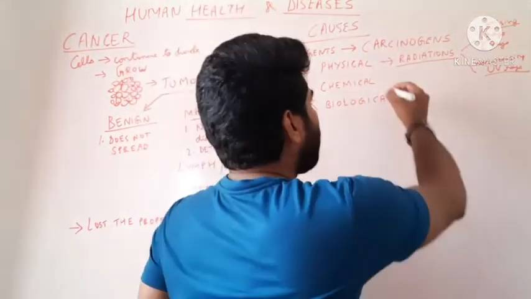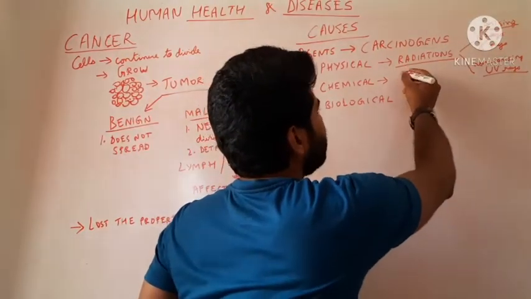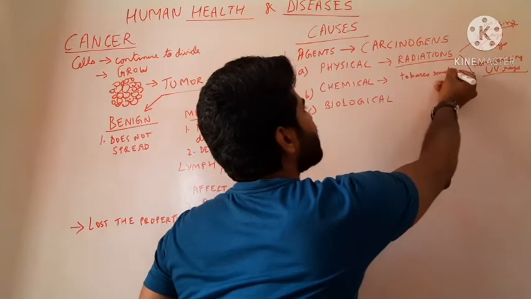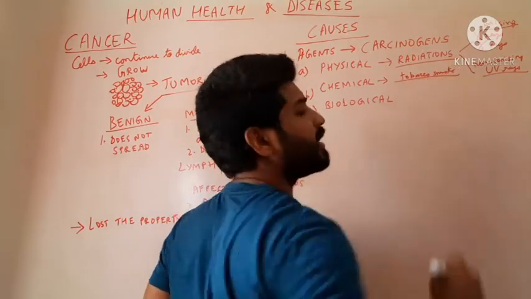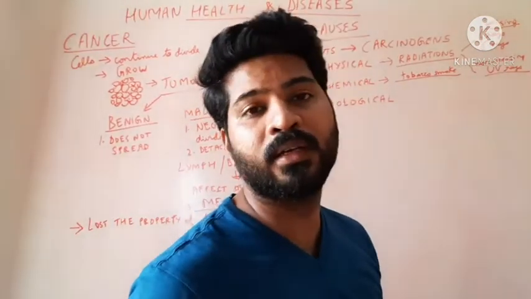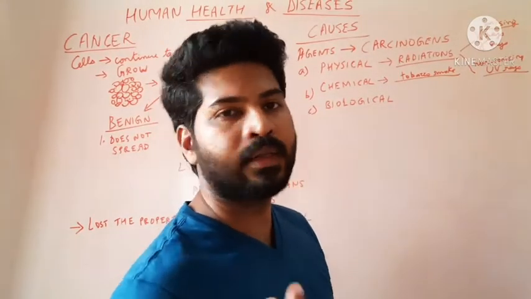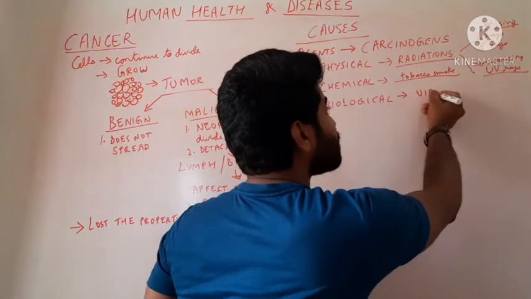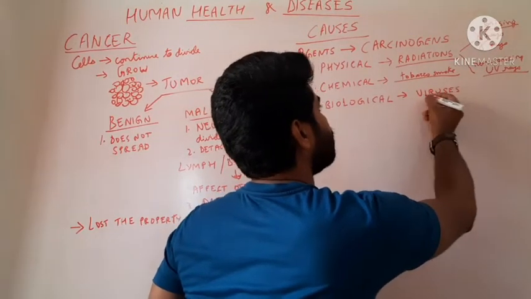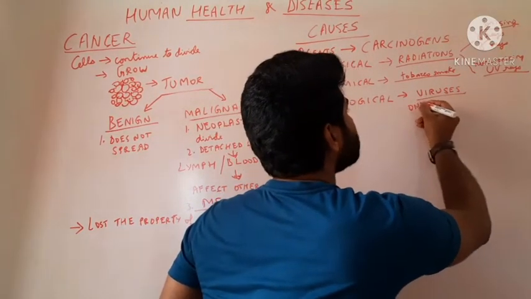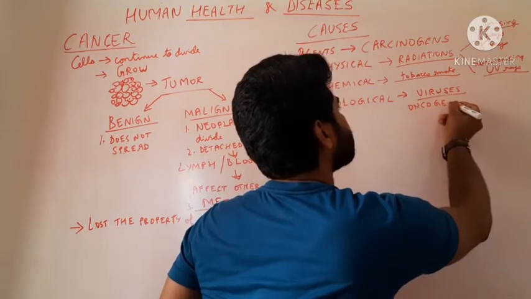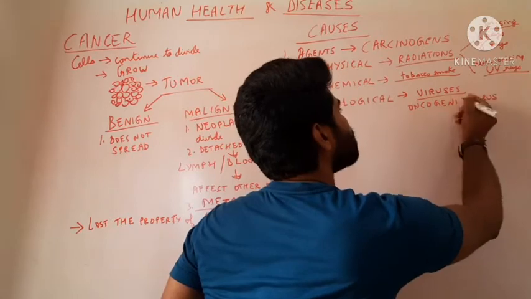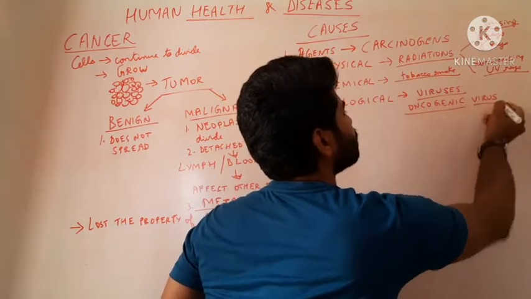Chemical agents may be some of the chemicals present in tobacco smoke. So when the body is exposed to tobacco smoke, there are hundreds of different chemicals present in it which can cause cancer. Biological agents are viruses called oncogenic viruses. These are known to cause cancer.